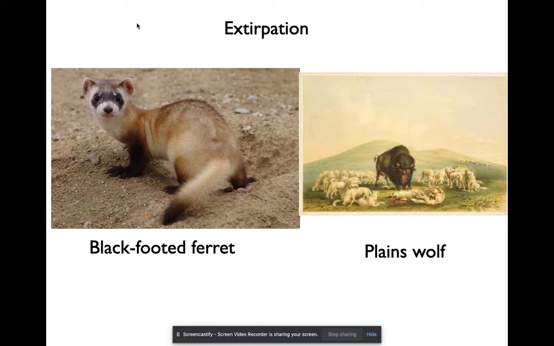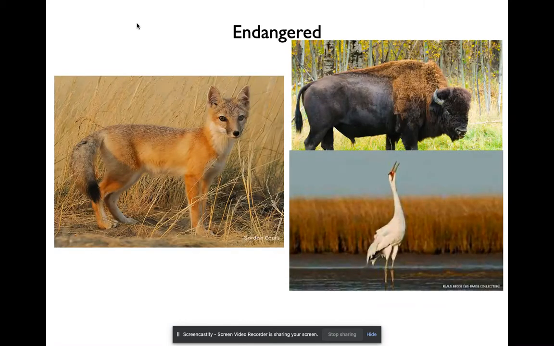All right. So slightly less than both of those is the term endangered. These are species that are right on the edge of becoming either extirpated or extinct. And primarily in Alberta, these are three listed endangered species. We have the swift fox on the left there, and then of course the bison. The bison was recently reintroduced into Banff National Park, which is kind of cool, as an ongoing effort to try and preserve that species in the wild.